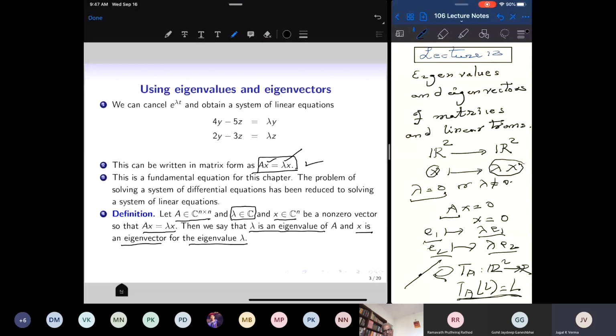So x has to be a non-zero vector. That is a precondition, and lambda is any complex number. So if Ax equals lambda x, where lambda is some complex number and x is a non-zero vector, then we say lambda is an eigenvalue and x is an eigenvector. A lot of time nowadays goes into finding eigenvalues and eigenvectors.